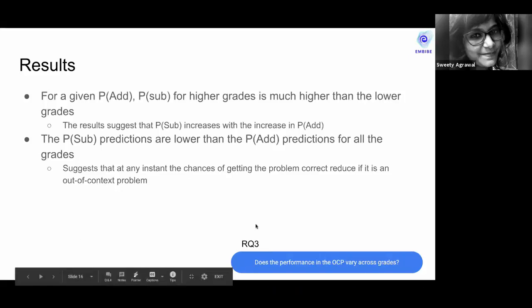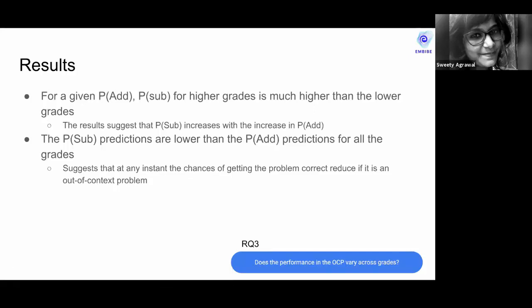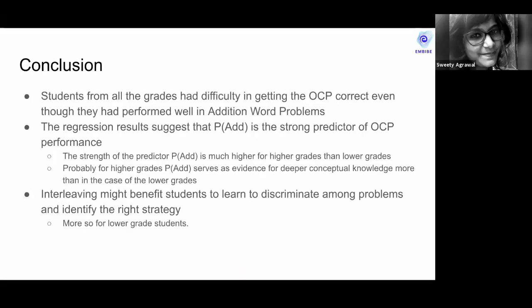which helps explain our third research question: does the performance in the out-of-context problem, the subtraction problem, vary across grades? And we see that it does vary across grades, where it is better for the higher grades, and worse in lower grades. But still, it is worth noting that the chance of getting the subtraction problem correct, which is the out-of-context problem in the addition context, is still low across all grades compared to the addition problem.